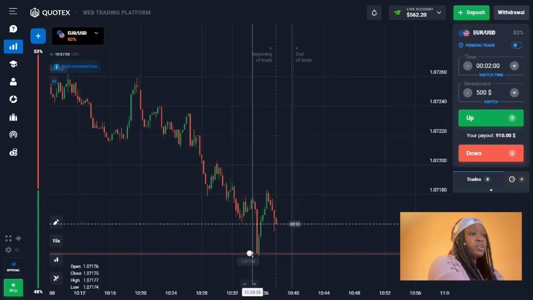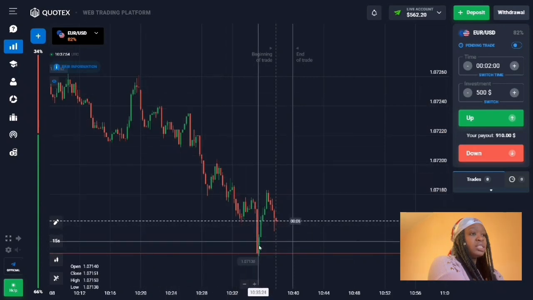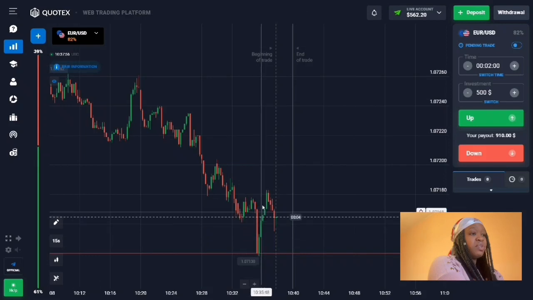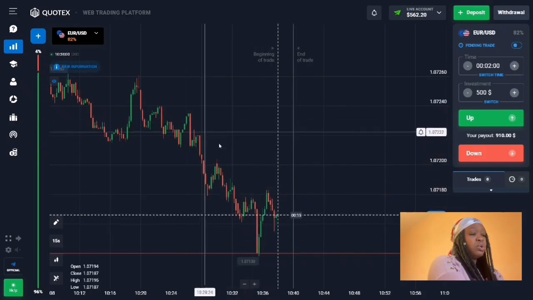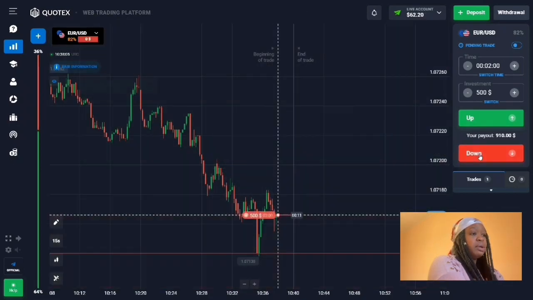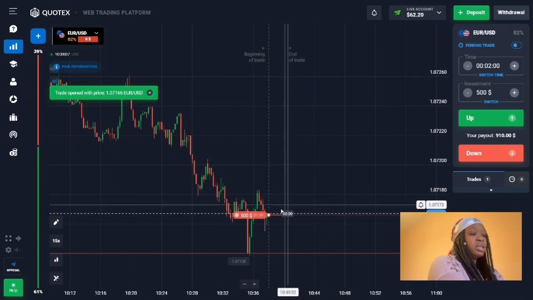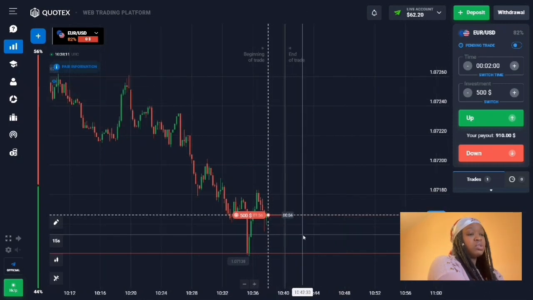Here I can observe the level of support. There has been a very good movement down, and the price hit this level and then pulled back up, and it's now trending down. So I entered the market with a down trade here for 2 minutes, because I suppose that the price will be trending towards this level. Let me wait for the results of this trade and see.